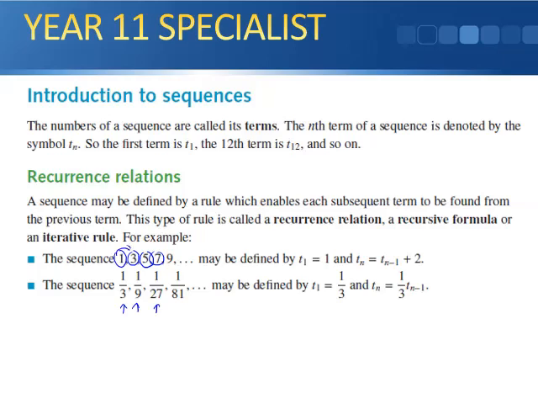Now, a sequence has to follow a pattern. In this case, if we get from 1 to 3 to 5 to 7, we know that we are adding 2. In this case, we've got from a third to a ninth to 1 twenty-seventh, so we know that we are multiplying by 1/3.